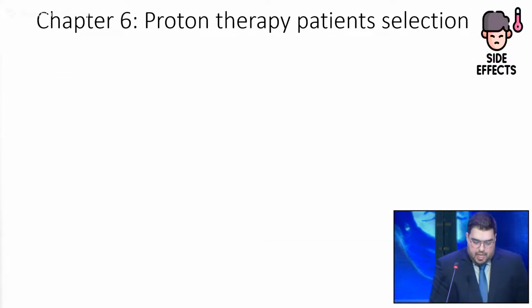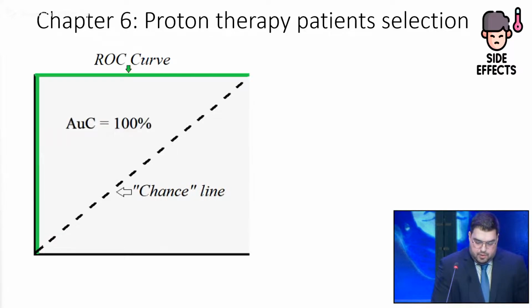In chapter 6, I focused on the validation of mathematical models that are used for the selection of head and neck cancer patients who are candidates for proton therapy in the Netherlands. Proton therapy has the potential to reduce the side effects for the patients, and therefore the dose to the healthy organs at risk. How do we evaluate these models? We use the receiver operator characteristic curve, which is a graphical plot used to show the diagnostic ability of these models, and then calculate the area under this curve, which is abbreviated to AUC.